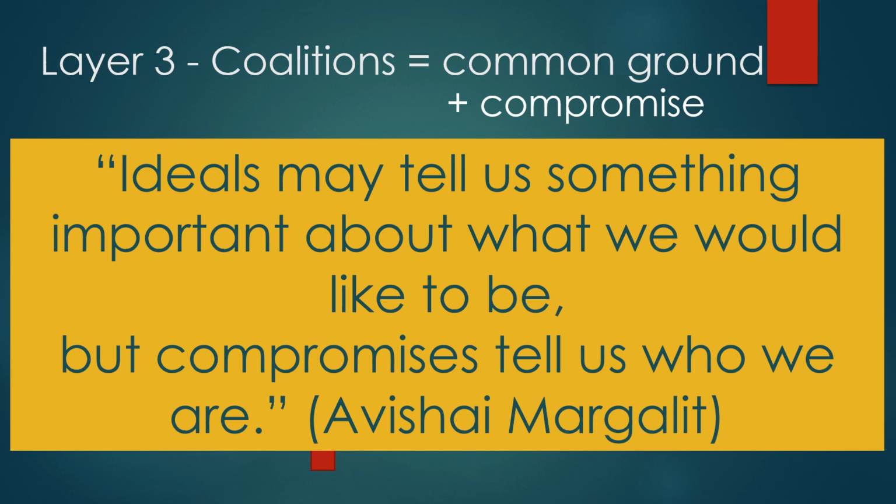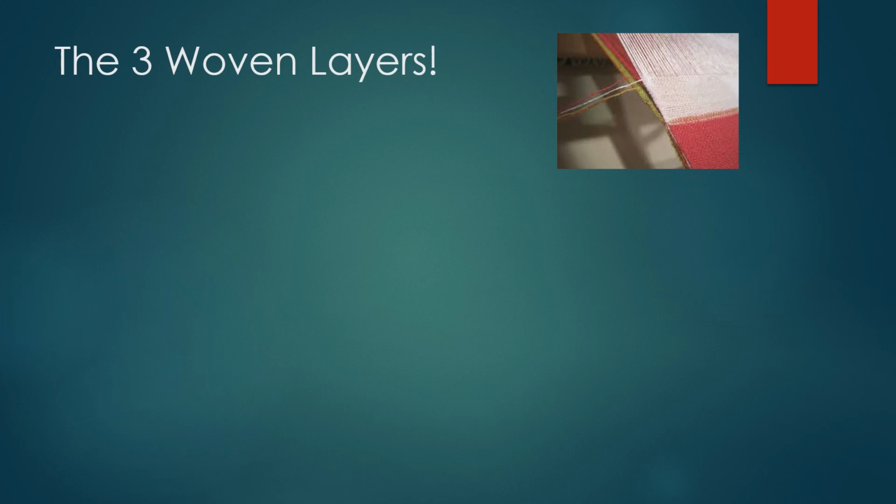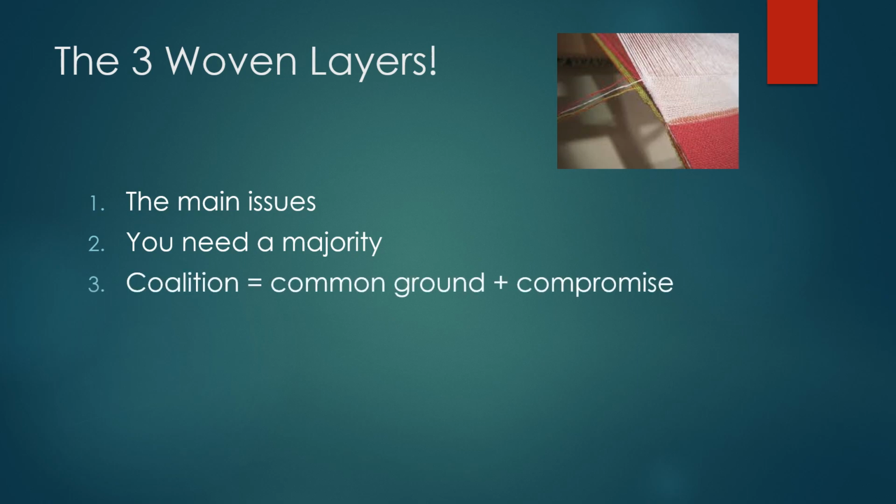So those are the 3 layers you need to get a hold of. That's all. There are 3 layers. Layer number 1 is that there are issues. Layer number 2 is that you need a majority. And layer number 3 is that you build a coalition according to common ground and compromise.